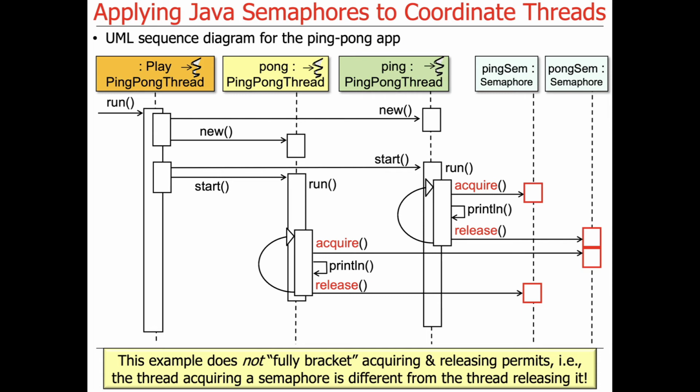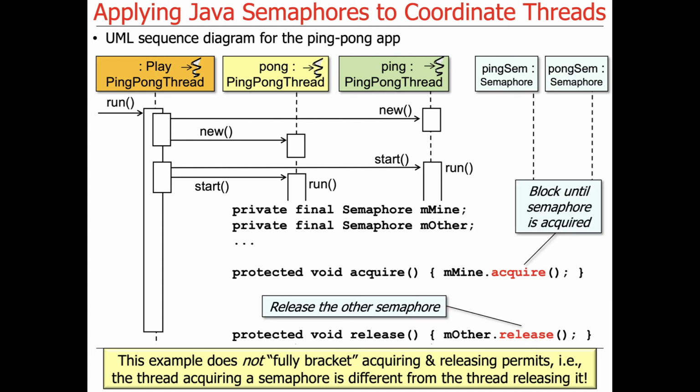So they'll alternate going ping 1, Pong 1, ping 2, Pong 2, ping 3, Pong 3, et cetera, et cetera. So this example does not fully bracket the acquiring and releasing of permits. In particular, the thread that acquires a semaphore is different from the thread that releases it. That's the main important difference.